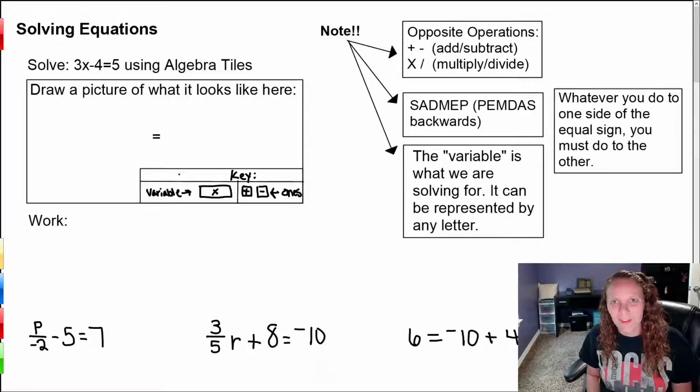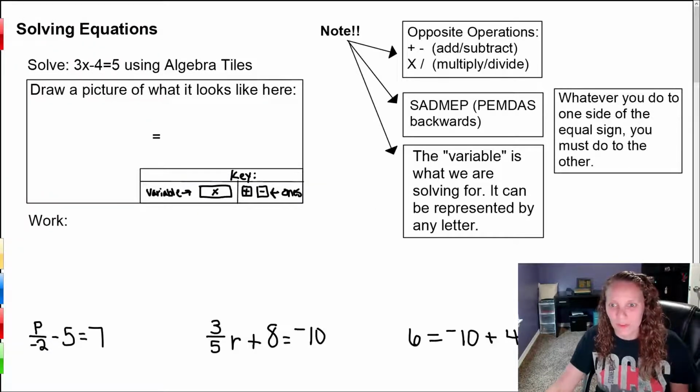Hey guys, today we're going to learn about solving for equations. When solving an equation, we're trying to figure out what an unknown number is. And in this case, it's called the variable. It can be represented by any letter.